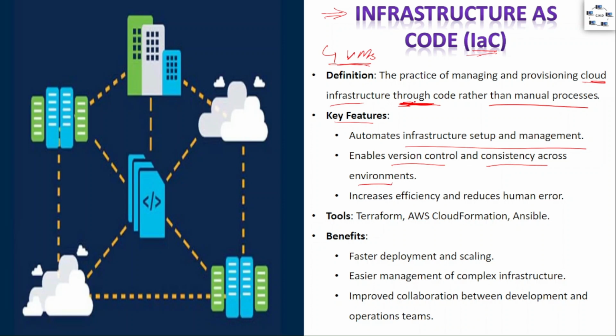So if you have one template for infrastructure creation, you can use that template across multiple environments, and they will be consistent because you are using the same template, and there will be very less chance of human error. Increased efficiency and reduced human error. Tools for infrastructure as code include Terraform, AWS CloudFormation, and Ansible. And the benefits include faster deployment and scaling, easier management of complex infrastructure, and improved collaboration between development and operations team.